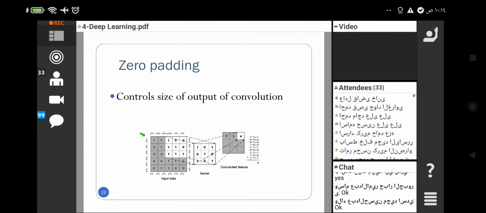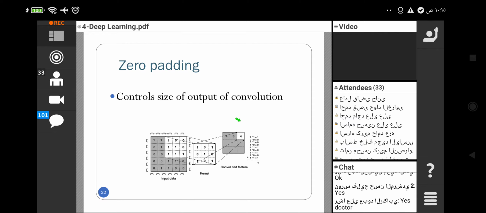If we have zero padding, the size of the output of the convolution, I mean this matrix, this is the output of the convolution, is the same as the size of the input. But if we don't have zero padding, the size of the output is smaller than the size of the input.